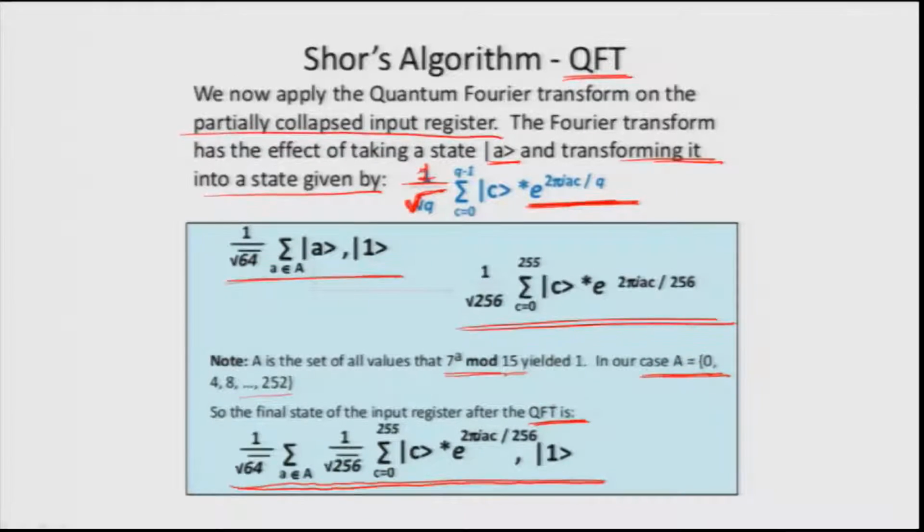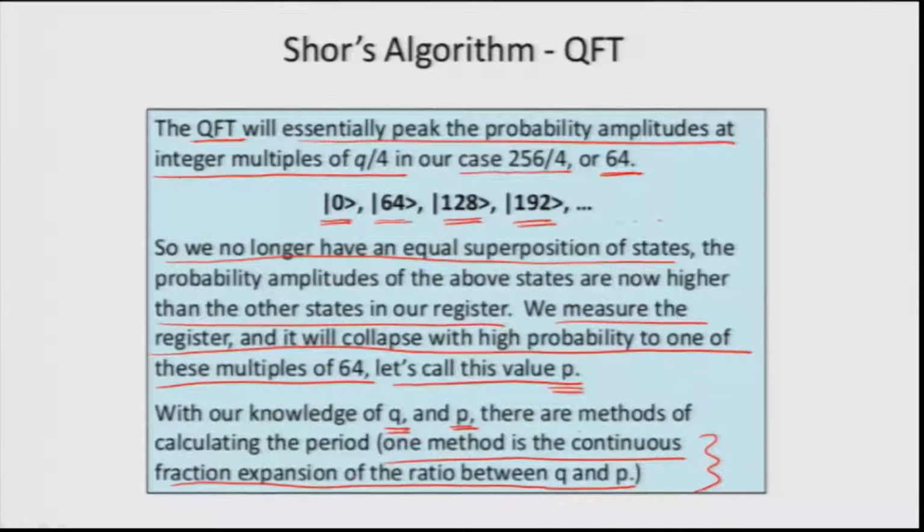In our particular case, the final state of the input register after the quantum Fourier transform ended up being something like that, which is entangled to our measurement that we saw, which was 1. It peaks the probability amplitudes at integer multiples of q by 4, which in our particular case is 64, and we no longer have equal superposition of states. So, only those states which are represented as 0, 64, 128, 192 and so forth, multiples of 64, are seen. The others, which were supposed to have equal superpositions, are no longer available in that sense.